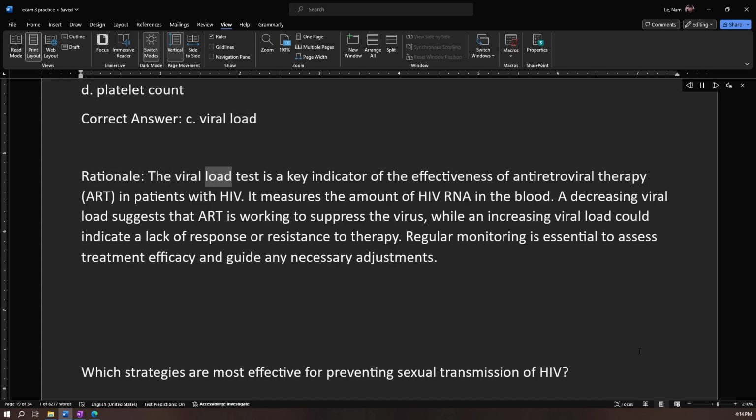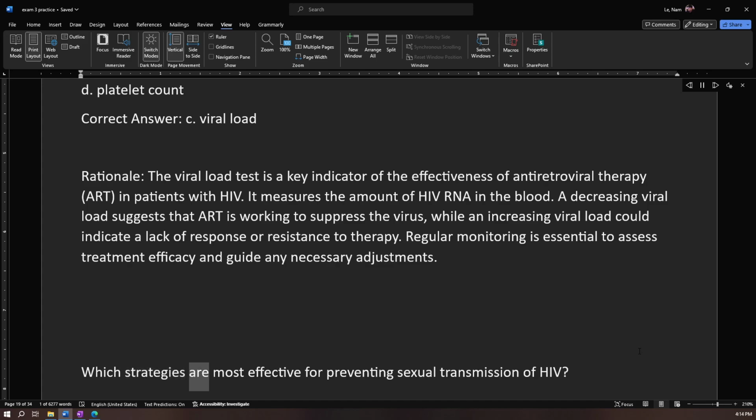Rationale. The viral load test is a key indicator of the effectiveness of antiretroviral therapy, ART, in patients with HIV. It measures the amount of HIV RNA in the blood. A decreasing viral load suggests that ART is working to suppress the virus, while an increasing viral load could indicate a lack of response or resistance to therapy. Regular monitoring is essential to assess treatment efficacy and guide any necessary adjustments.